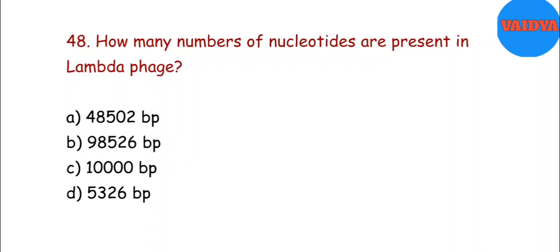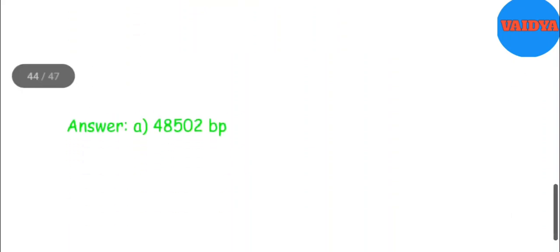48. How many nucleotides are present in lambda phage? A. 48,502 bp. B. 98,526 bp. C. 10,000 bp. D. 5,326 bp. Answer. A.